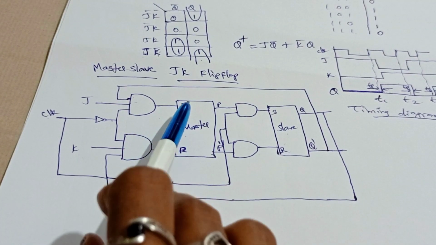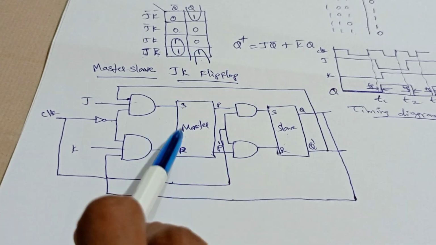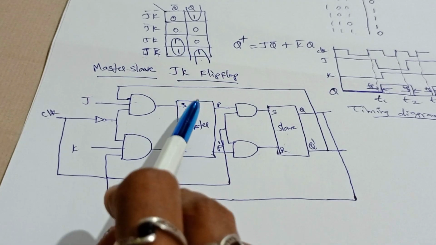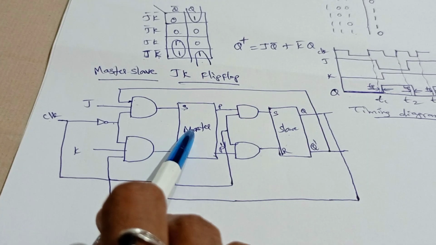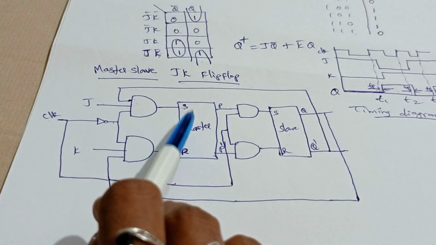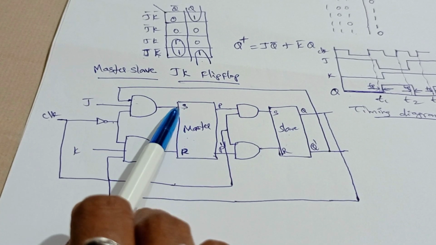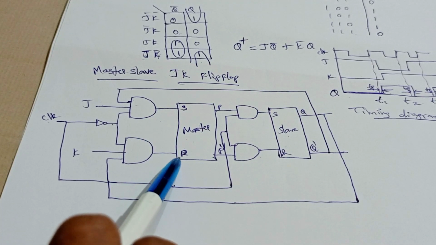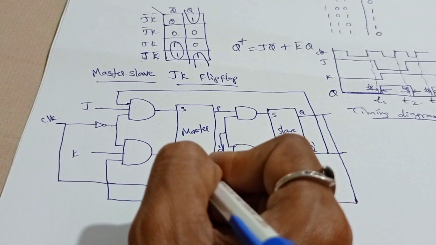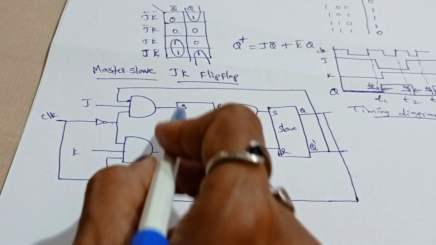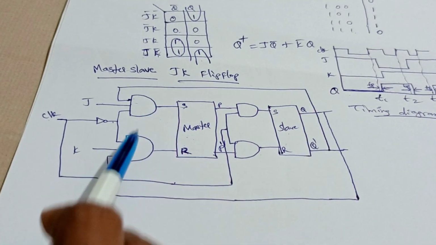Only one of the S or R inputs of the first latch, this is the first latch, can be 1 at any given time. That means either S is 1 or at some other time R should be 1. Either any one should be 1 for the first latch.